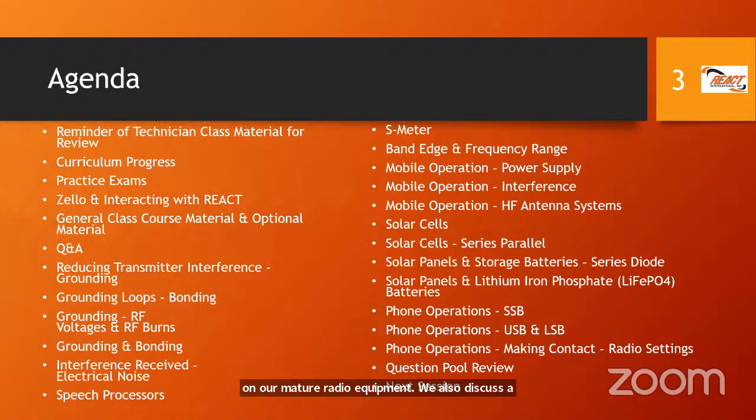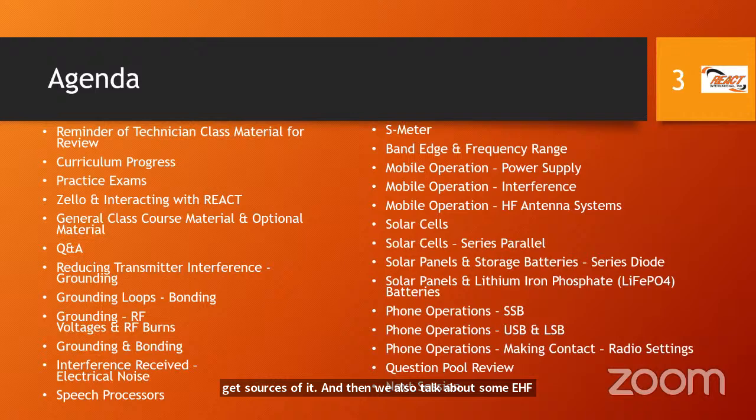We'll then discuss the S meter, and then we'll talk about what band edge and frequency ranges are. We'll also talk about mobile operations and the power supplies that we will use for it. And also specifically for mobile operations, we'll talk about the type of interference that we can get, sources of it. And then we'll also talk about some HF antenna systems for mobile.